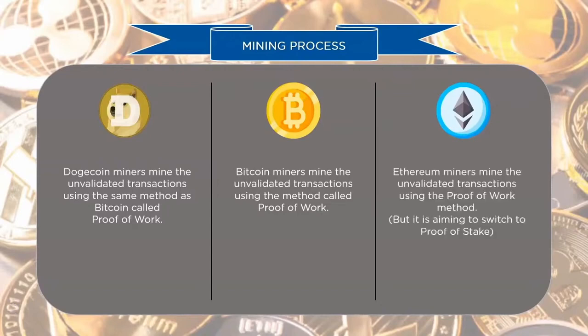Although Ethereum miners also mine the unvalidated transactions using the proof of work method, it aims to switch to proof of stake because it will make its network more immune to centralization, more energy efficient, and give more vital support for shard chains.